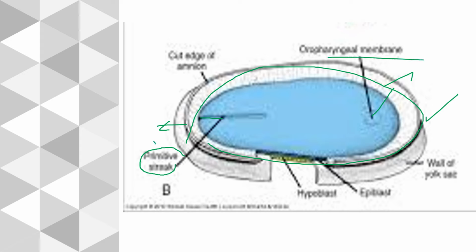This primitive streak formation in the third week is an important change, and this will be called gastrulation. The primitive streak is a very important formation, the primary organizer. This primary organizer determines the further development of the embryo, and this formation is called gastrulation. So it may be asked as short notes, primitive streak or gastrulation.